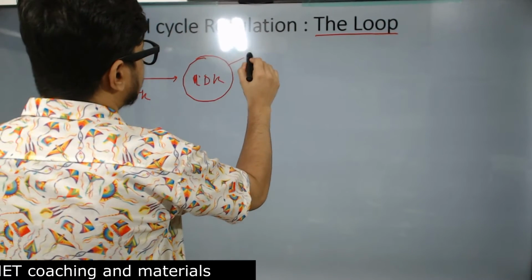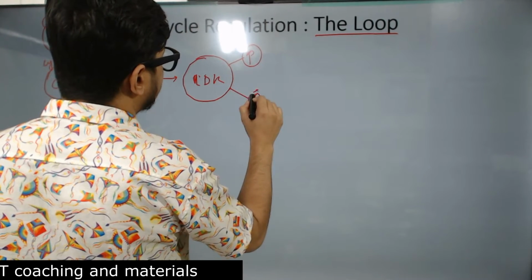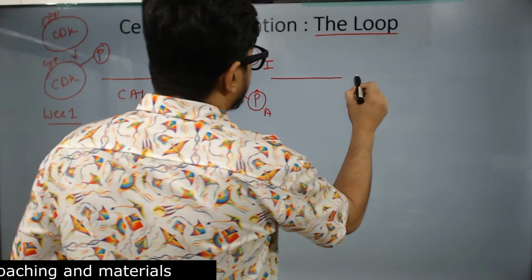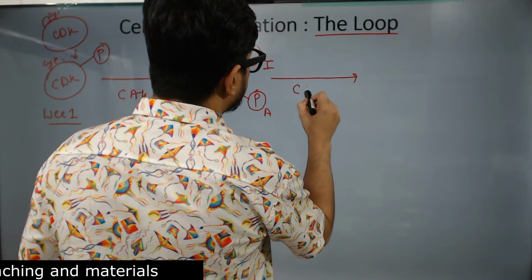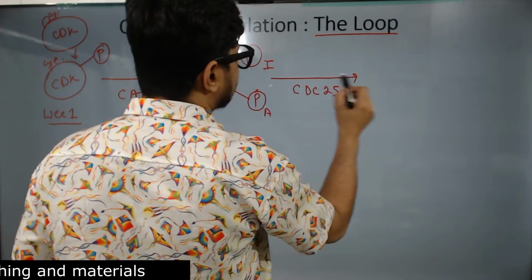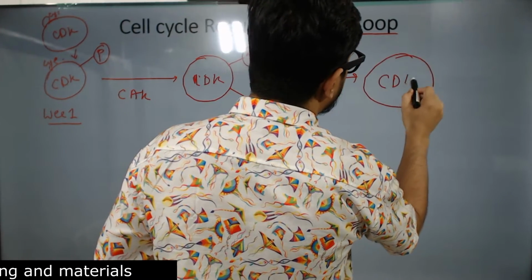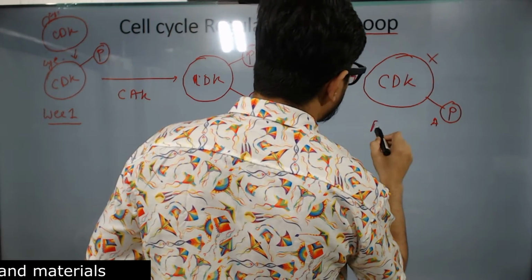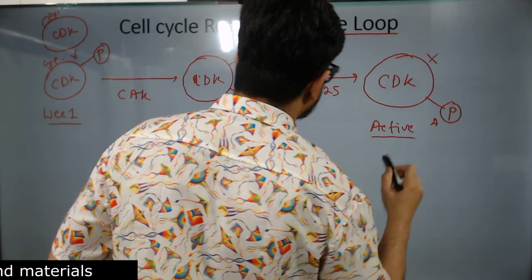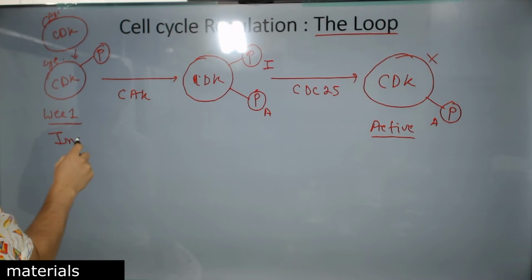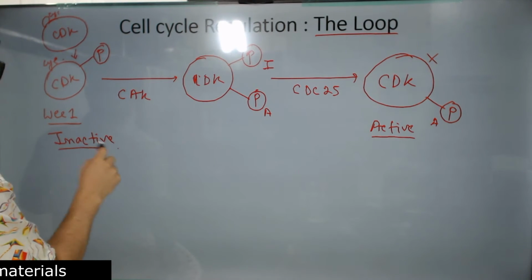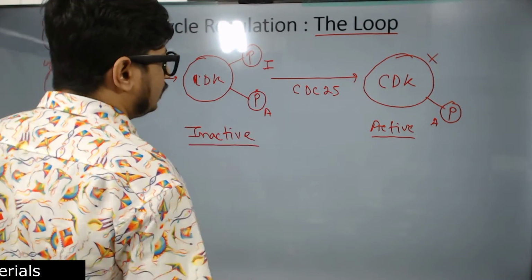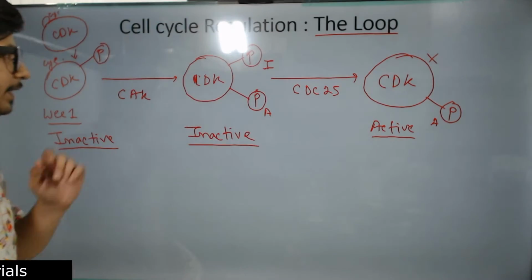This is the first phosphorylation, this is the second phosphorylation. First one is inhibitory, second one is activatory. Then the last step, CDC25 cleaves this phosphate out. So on CDK, this phosphate is no longer here, only one activator phosphate. This is the active form of CDK. This was an inactive form. This was also an inactive form. And this is the active form of CDK at the end.